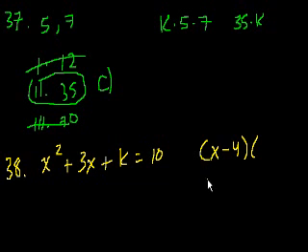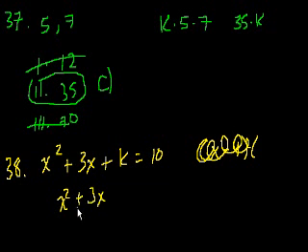So let's think about it a little bit. Well, actually, let me rewrite it a little differently. I didn't realize that they said that this is equal to 10. So let's subtract 10 from both sides. So we get x squared plus 3x plus k minus 10, because you essentially want to find the roots of this quadratic.